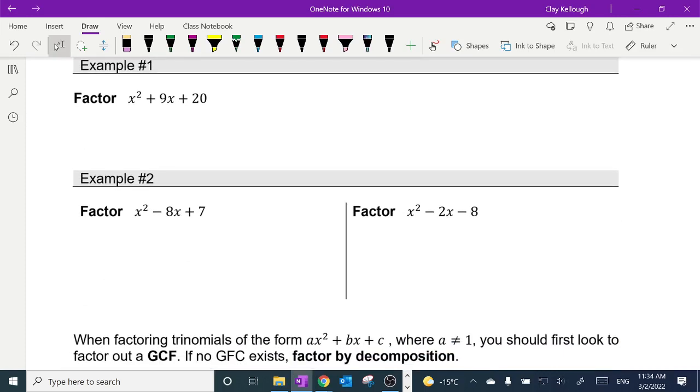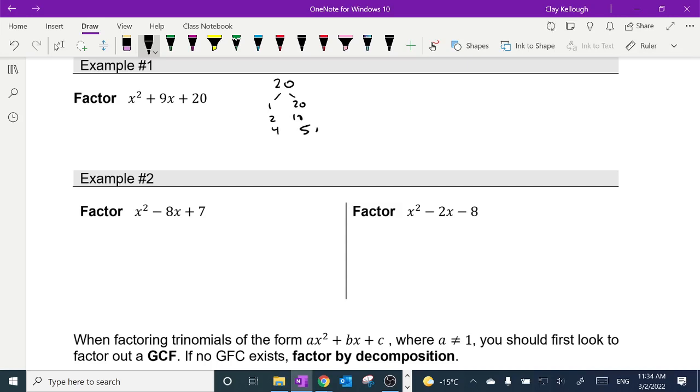Feel free to pause the video and try it yourself before I give you the answer, and you can do that for all of these going forward. So what two numbers multiply to make 20 and add to make 9? If I want to break down 20 into its factors, I know it's 1 and 20. That's too far apart to add up to make 9. 2 and 10, still too far apart.